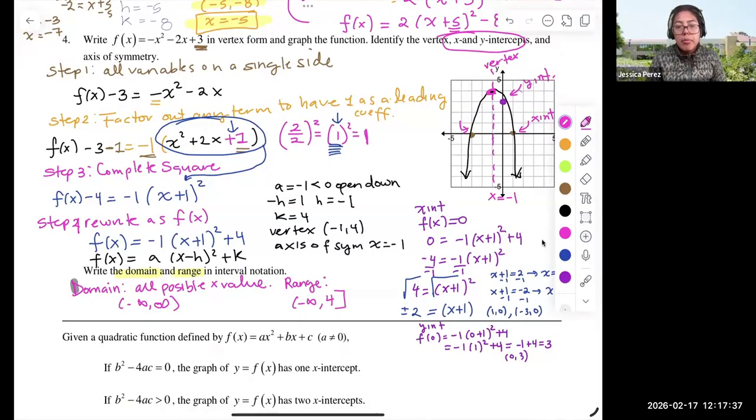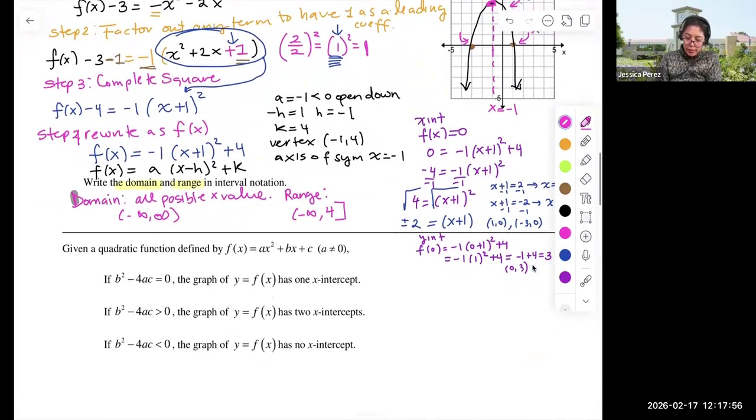So you're going to put a bracket. A bracket is when you have inclusive, including 4. So the lowest point will be -infinity, and then all the way to +4.